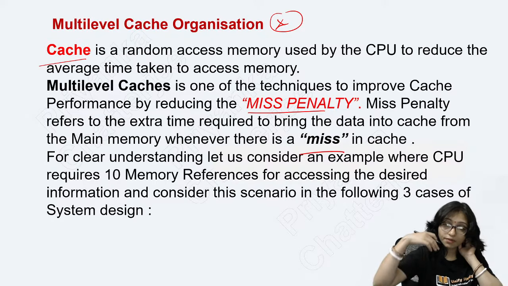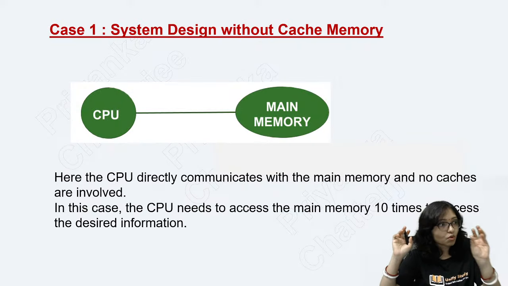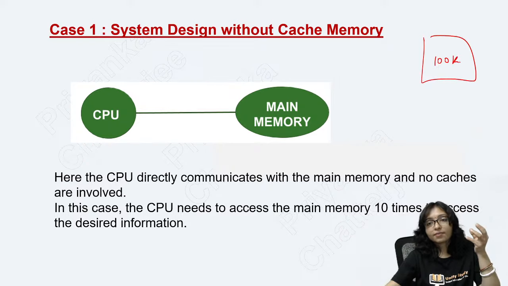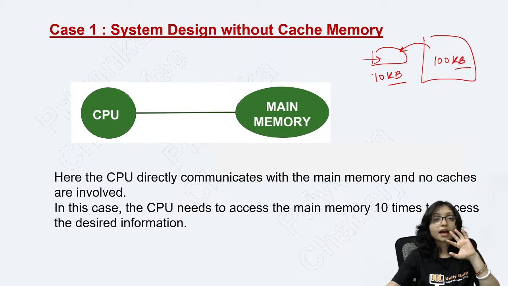Miss penalty means whenever there is no hit in the cache, because the cache is a very small area and you cannot save everything into the cache. There is a big program, maybe a 100 KB program, but maybe your cache size is 10 KB, for example. So definitely you cannot save each and everything into the cache. Some of the things will not be there, and whenever it is not available in the cache, then definitely there will be a miss.